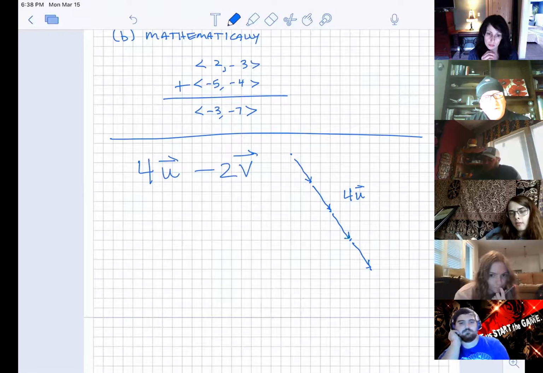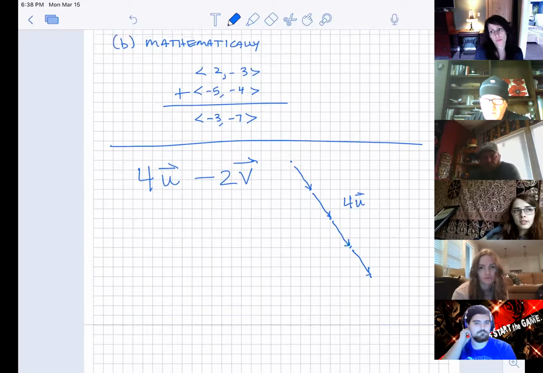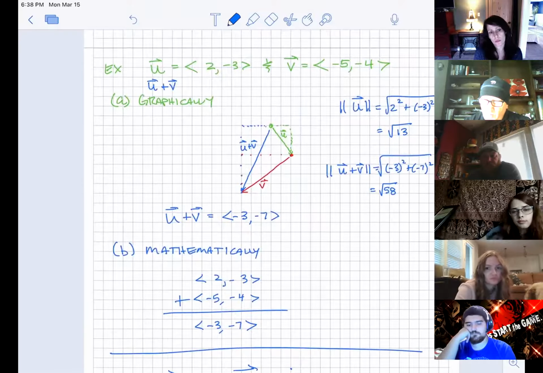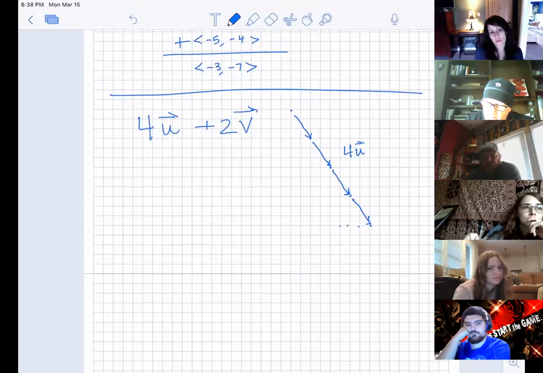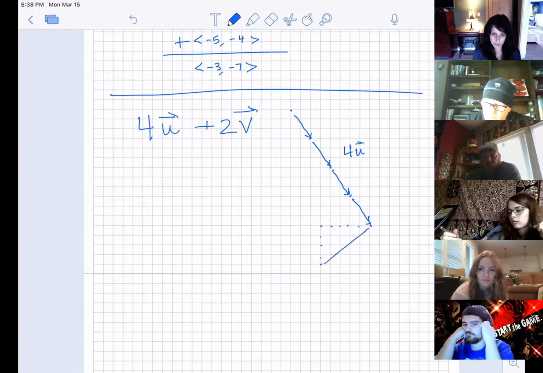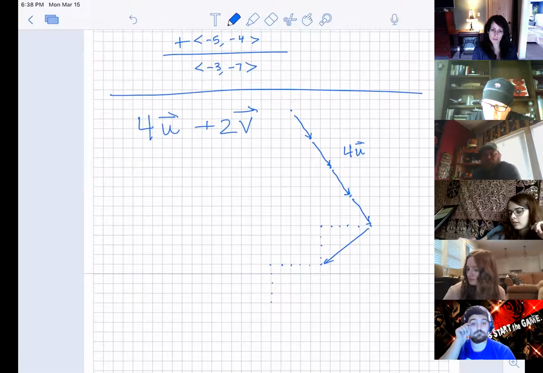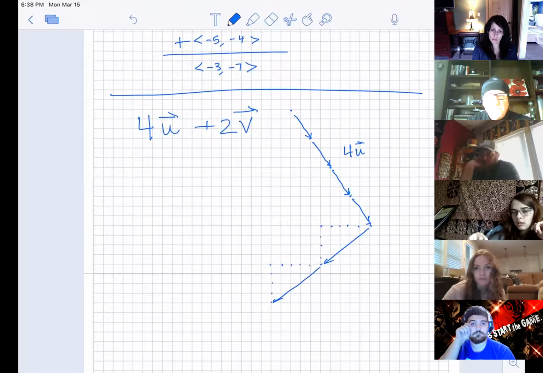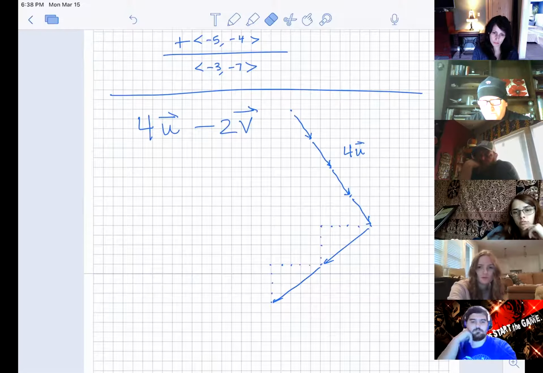But notice subtraction. That's weird. How do you subtract 2V from it? We said V went negative 5, negative 4, right? So if I added this, it would be negative 5, negative 4. Like that would have been negative 4. 1, 2, 3, 4, 5. 1, 2, 3, 4. Would you agree that's what it would be if it was plus? So what's it going to be if I subtract then? It would be to the right 5 and up 4.